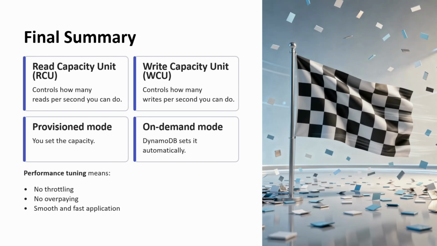Now we will see the summary. Read capacity unit controls how many reads per second you can do. Write capacity unit controls how many writes per second you can do. In provisioned mode, you set the capacity. In on-demand mode, DynamoDB sets the capacity automatically. Performance tuning means no throttling, no overpaying, and a smooth and fast application.